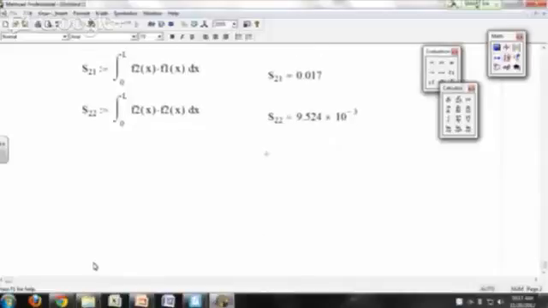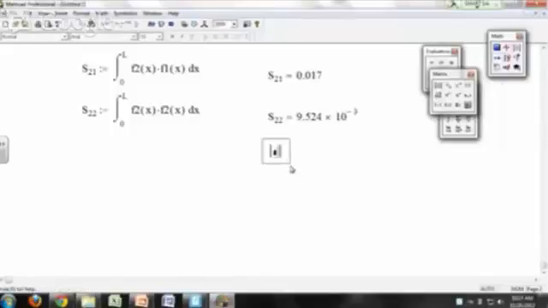So what do we do next? We set up a secular determinant. And what we do in MathCAD is right here under the matrix menu. This thing right here allows you to set up a determinant. And what you put inside your determinant is a matrix. So with that placeholder selected there, you insert a matrix.